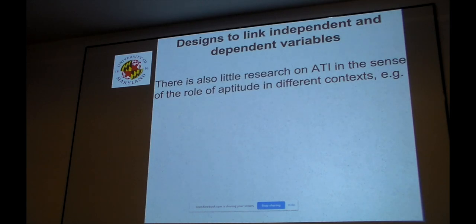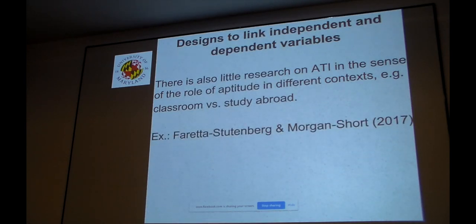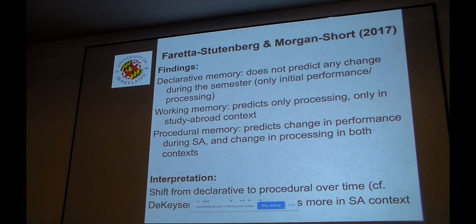There's also little research on ATI in the sense of the role of aptitude in different contexts, for instance the classroom versus study abroad. But there is a recent study by Ferreta Studenberg and Morgan Short that shows that declarative memory does not predict any change during the semester at home. Working memory predicted only processing, and only in study abroad, but procedural memory predicted change in performance during study abroad and change in processing in both contexts.